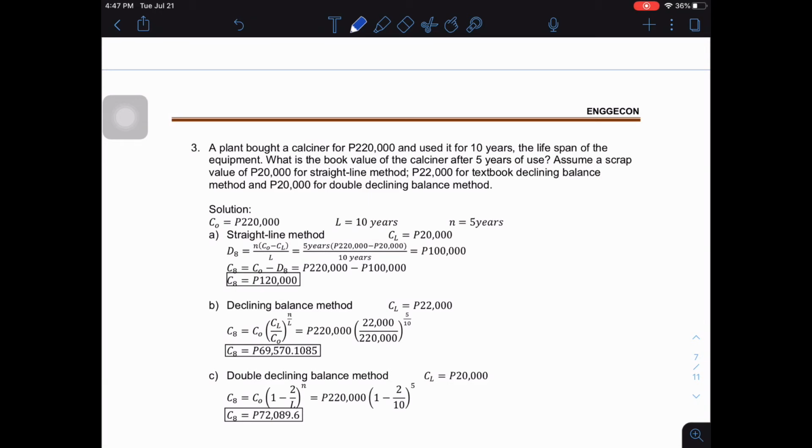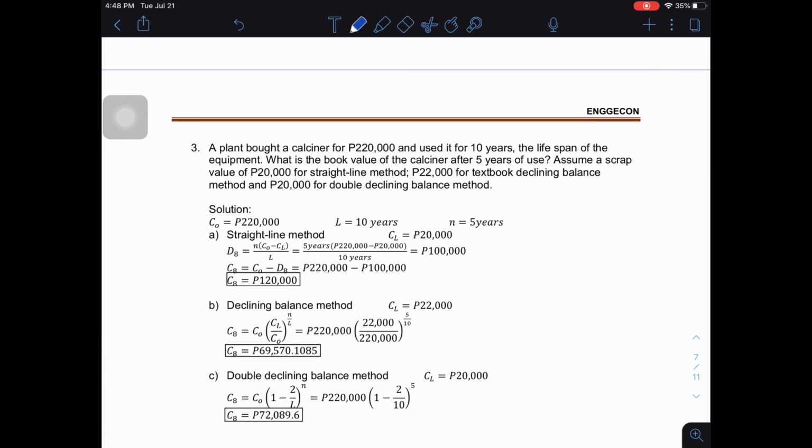Number 3, a plant bought a calciner for 220,000 pesos and used it for 10 years, the lifespan of the equipment. So therefore 10 years is our life year. What is the book value of the calciner after 5 years of use? Assume a scrap value of 20,000, so 20,000 is the salvage value, 22,000 for textbook. Okay, so 20,000 for straight line, 22,000 for declining balance, and 20,000 for double declining balance.